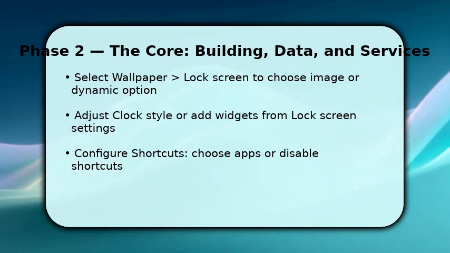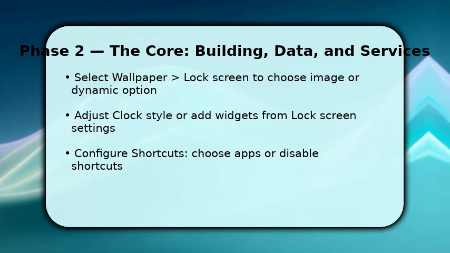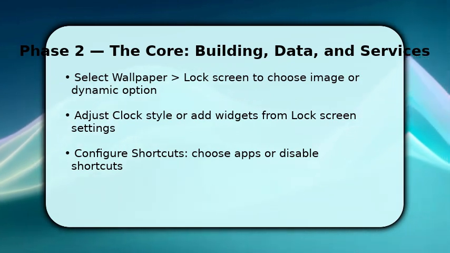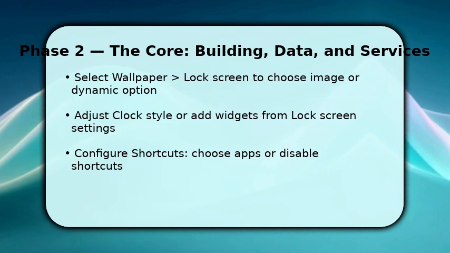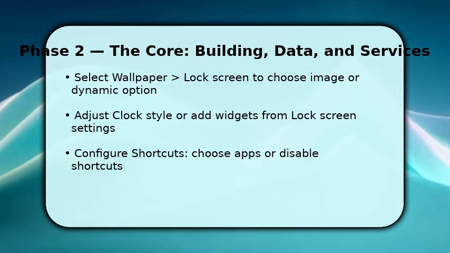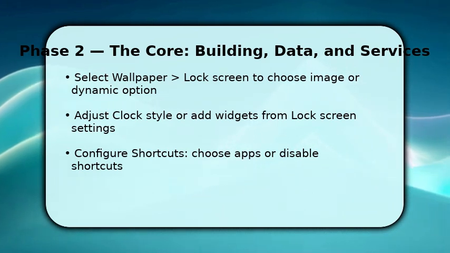Tap wallpaper, then lock screen, and pick an album photo, system wallpaper, or dynamic option. The why is simple. Lock screen wallpapers set first impressions and reduce eye strain depending on contrast. After selecting wallpaper, go back and open clock style and widgets to adjust readability and info density.